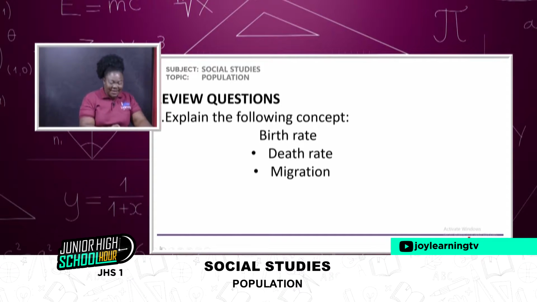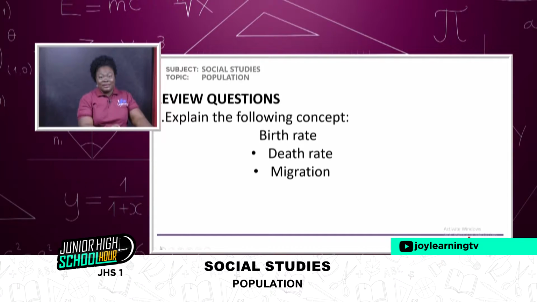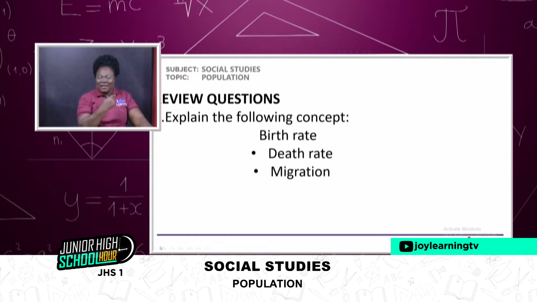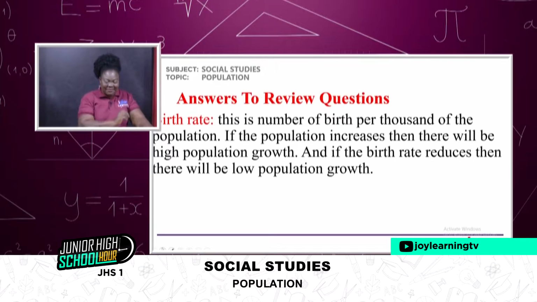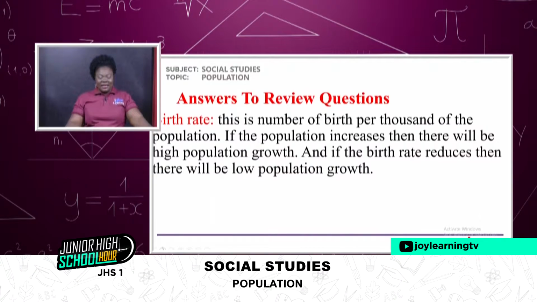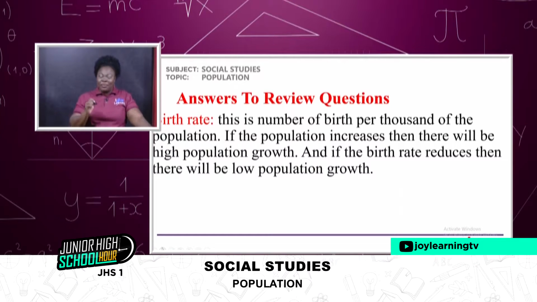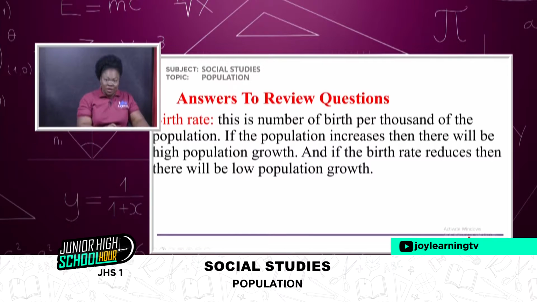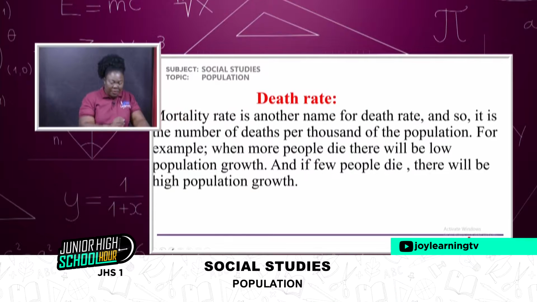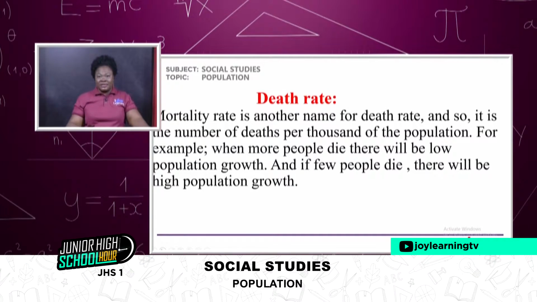Let's go. Let's see. Wow. Some of you are very smart. Somebody has just prompted me with the first one, birth rate. Let's see whether he's right. Birth rate: it is the number of births per 1,000 of a population. Yes, he's right. If the population increases, then there will be high population growth. But if the population rate reduces, then there will be low population growth. You are very right. You are doing very well. Very, very well. Now let's look at death rate.